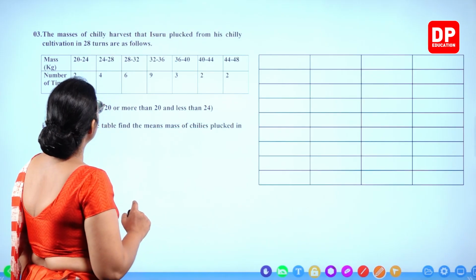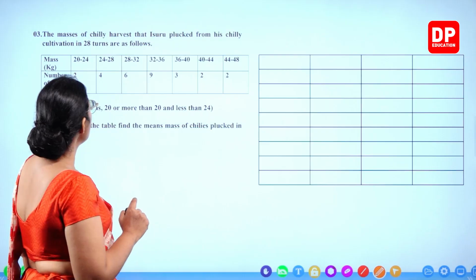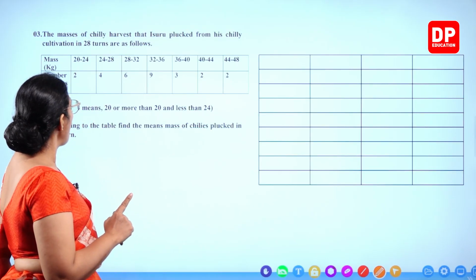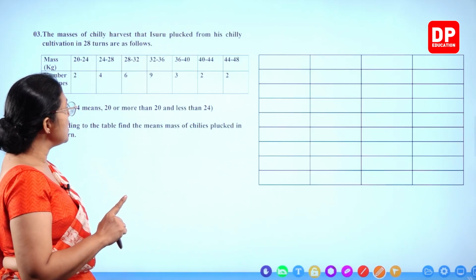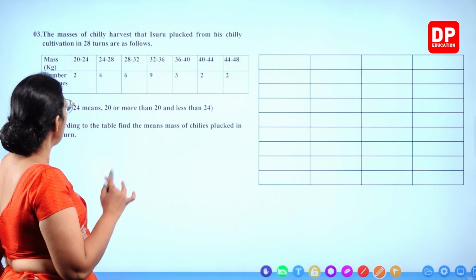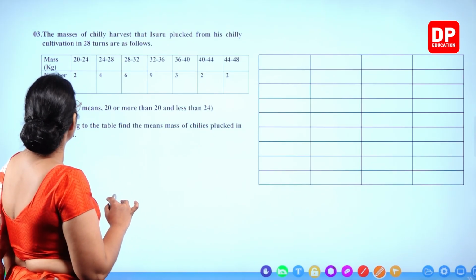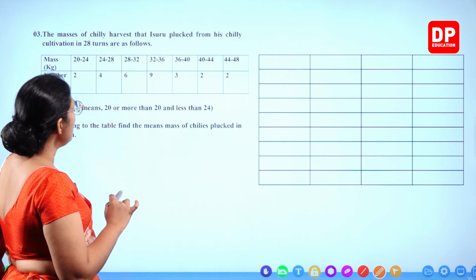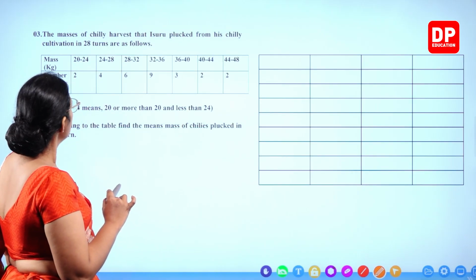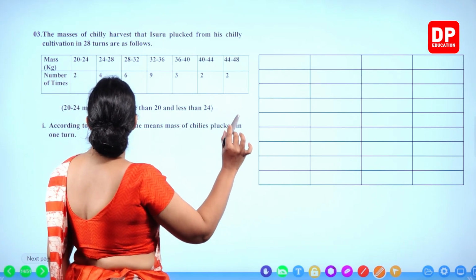The masses of chili harvest that Isuru plucked from his chili cultivation in 28 turns are as follows. 20 to 24 means 20 or more than 20 and less than 24. So the upper boundary is not equal, but the lower boundary is equal to that value. According to the table, find the mean mass of chilies plucked in 1 turn. So we need to find the mean. So we construct the table.